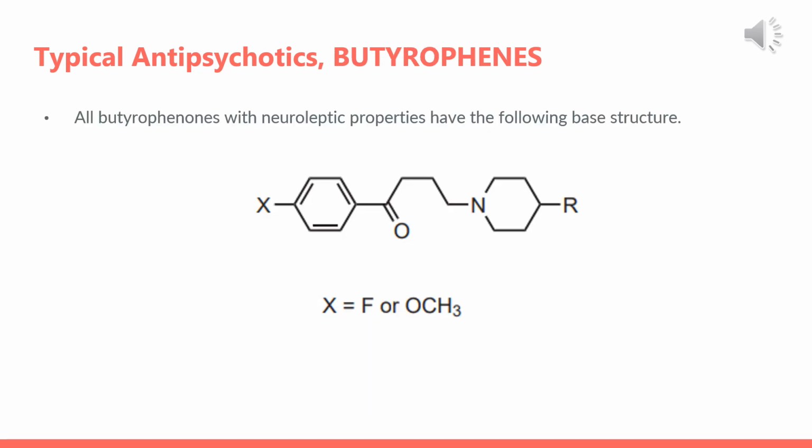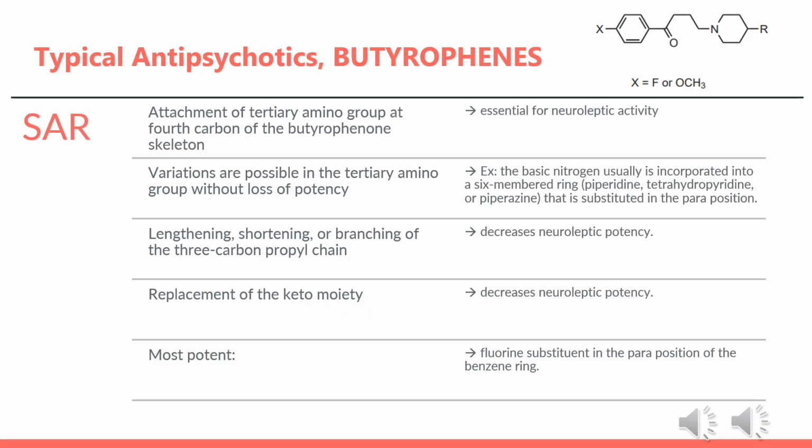All butyrophenones with neuroleptic properties have the following base structure. Regarding the SAR, the attachment of a tertiary amino group to the fourth carbon of the butyrophenone skeleton is essential for neuroleptic activity. Variations are possible in the tertiary amino group without loss of neuroleptic potency. For example, the basic nitrogen usually is incorporated into a six-membered ring, piperidine, tetrahydropyridine, or piperazine, that is substituted at the para position.